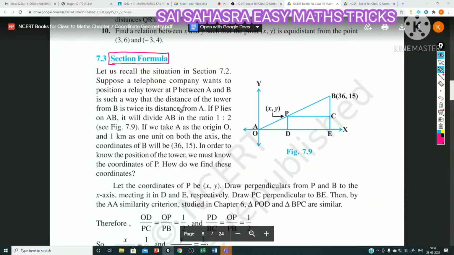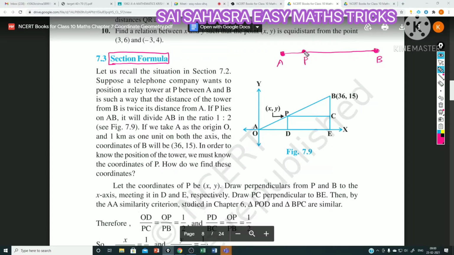Section means division. Suppose there are 2 points. A is (x1, y1), B is (x2, y2). The line segment joining these 2 points. This is a line segment joining point A and point B. In the middle, somewhere you have taken a point P.